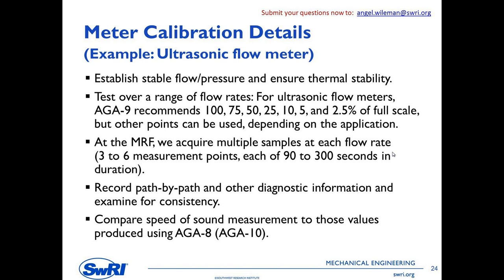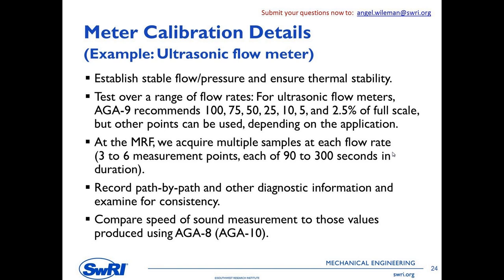So you're going to test at these different flow rates. For each of these flow rates, we take multiple data points. That's how we get some of our uncertainty information, our repeatability information, by taking multiple flow points. In our case, typically 3 to 6 measurement points. Each of those measurement points is going to be anywhere from 90 to 300 seconds long. And we're going to average those values out over that period and provide a point that characterizes the meter at that flow rate.